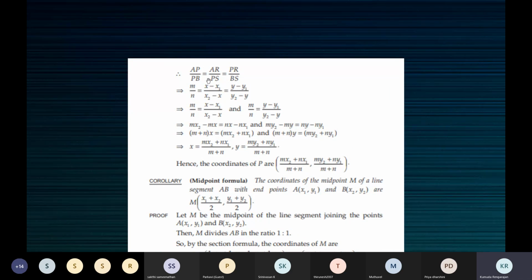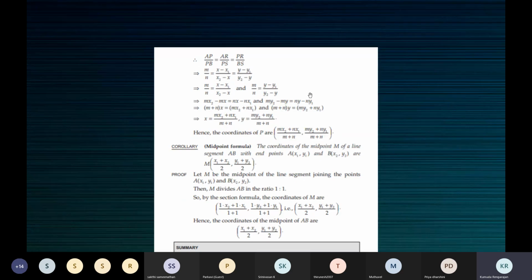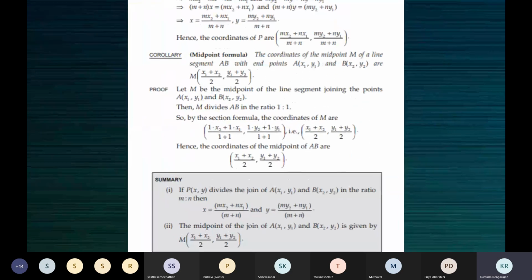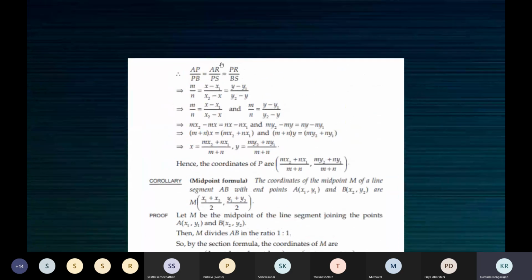Now, to proceed with this, we need to know what AP, PB, AR, PS, PR, and BS are. That preparation is what we are doing here. What is AR? What is PS? What is PR? What is BS? Because only if you know that can you substitute in this proportion.